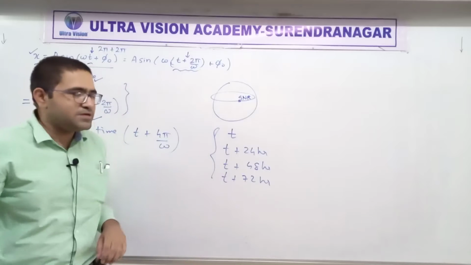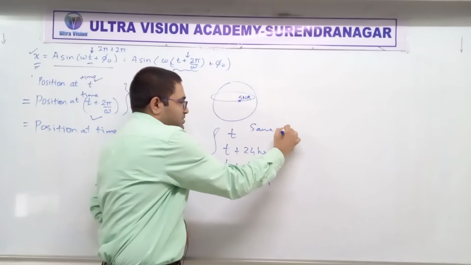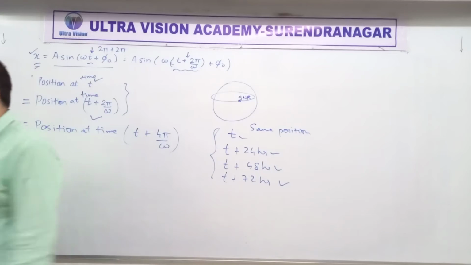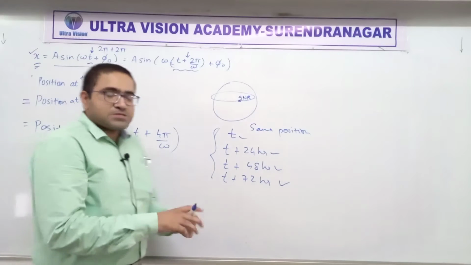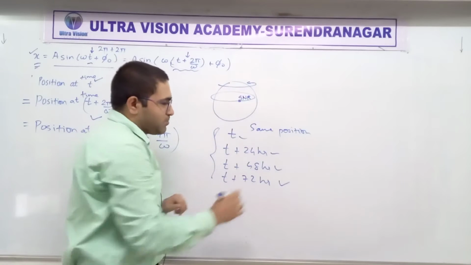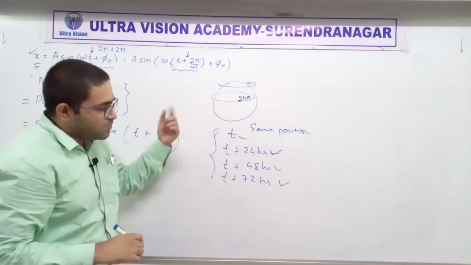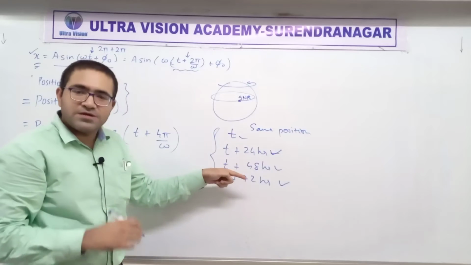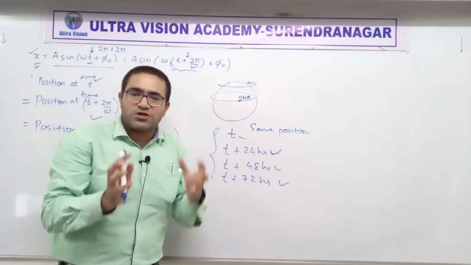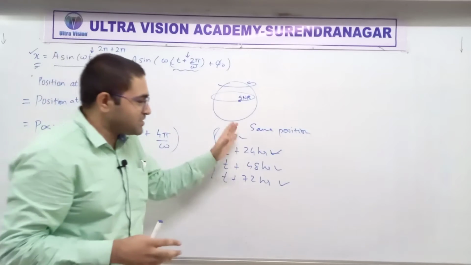Do you understand all this? It would be in the same position, yes or no, at this time, this time, this time, and this time. Right. So what does that mean? See, this is a periodic motion. Rotation of Earth is periodic motion with time period 24 hours. So every 24 hours the whole cycle gets repeated. Is this fine?